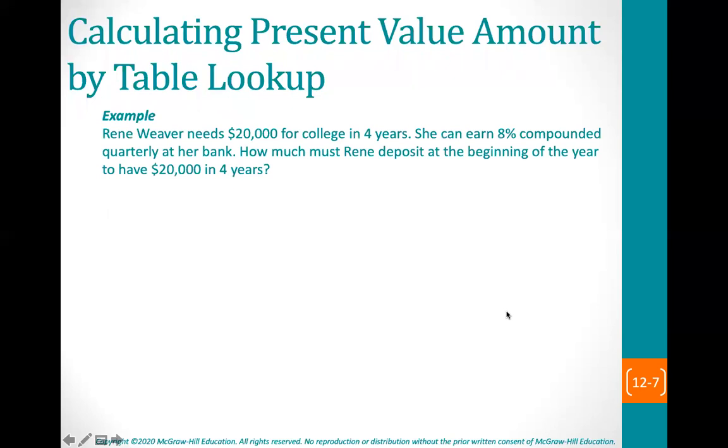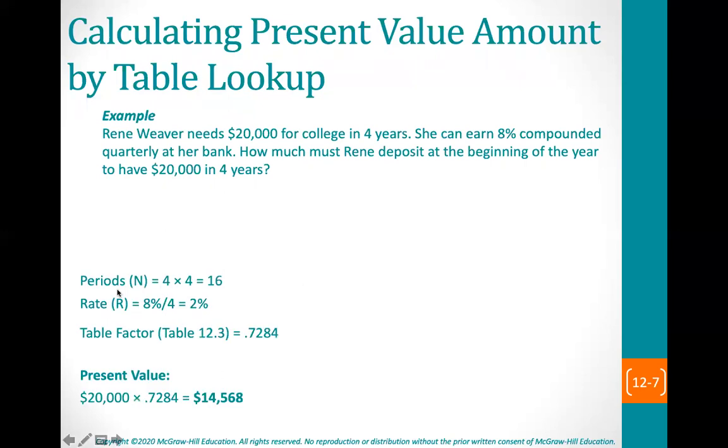Renee Weaver needs $20,000 for college in 4 years. She can earn 8% compounded quarterly at her bank. How much must she deposit at the beginning of the year to have $20,000 in 4 years? So we know our future value of $20,000. We need to know the present value, how much she needs to deposit in the bank to get to $20,000.